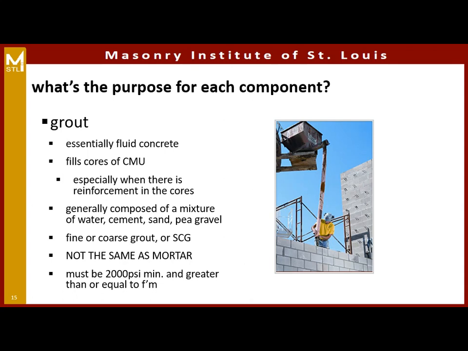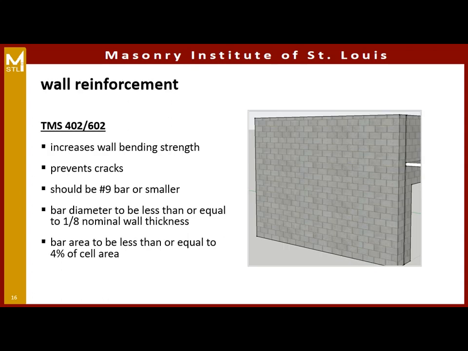The grout is not the same as the mortar. Grout is used mostly to fill our masonry cores, especially when you have reinforcing, to get the reinforcing and the CMU to work together. And we can have fine or coarse grout or self-consolidating grout depending on what kind of obstructions we have in the masonry cells that we need to work around in order to avoid having voids. The grout needs to be at least 2,000 PSI, and it does need to be greater than or equal to f'm. So if we're calling out a higher assembly strength, we need to make sure we're calling out a higher grout strength as well.